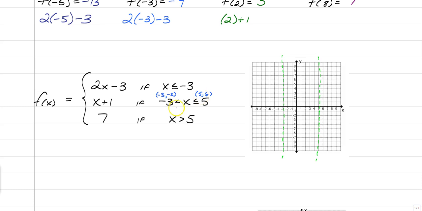The only thing we have to do is be very careful of if they're open circles or closed circles. So it does not include the negative 3, but it does include the 5. So let's go graph those 2 points. We have negative 3, comma, negative 2, and we're going to put an open circle. And then we have 5, comma, 6, and we're going to have a closed circle.